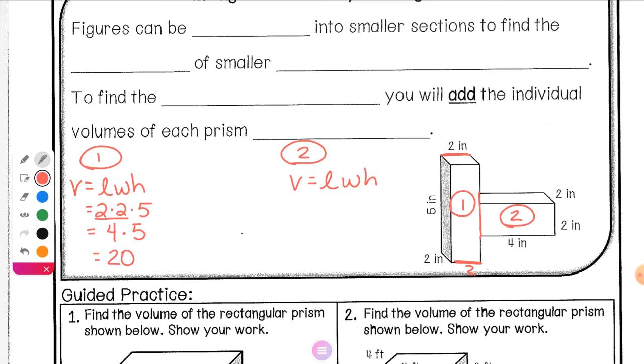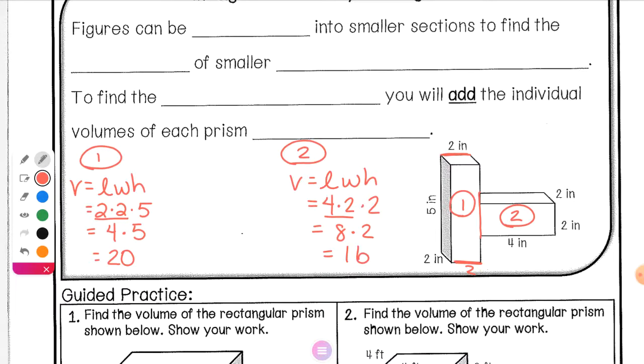For number 2, Meyer, what's my length, my width, and my height? 4, 2, and 2. So he's calling 4 and 2 my length and width. Is that okay? Yeah. So 4 times 2, and my height is 2. What's 4 times 2, Dom? 8 times 2 is 16.